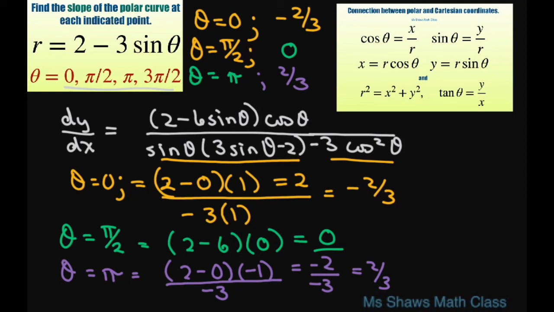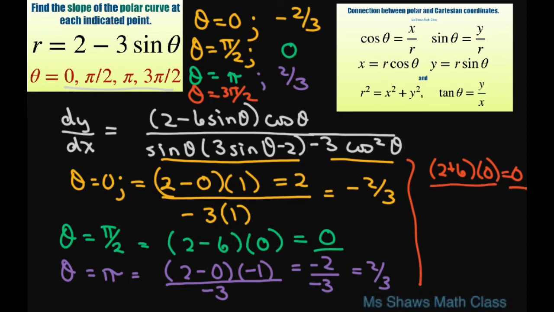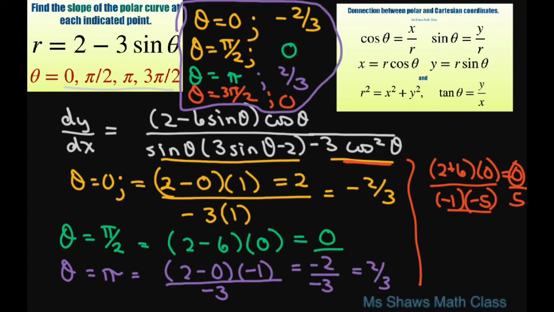And for the last one, we have theta equals 3 pi divided by 2. Now what's going to happen with that? We're going to get 2 minus or plus 6 times 0, so you're going to have 0 in the numerator. You are going to get a value in the denominator: negative 1 times negative 3 minus 2 is negative 5. So it's not going to be undefined, but this is going to equal 0, because you have 0 in the numerator. Sorry I squeezed it all in, but there it is. A lot of work here. All right, that's it. Thank you. Have a nice day. Bye-bye.